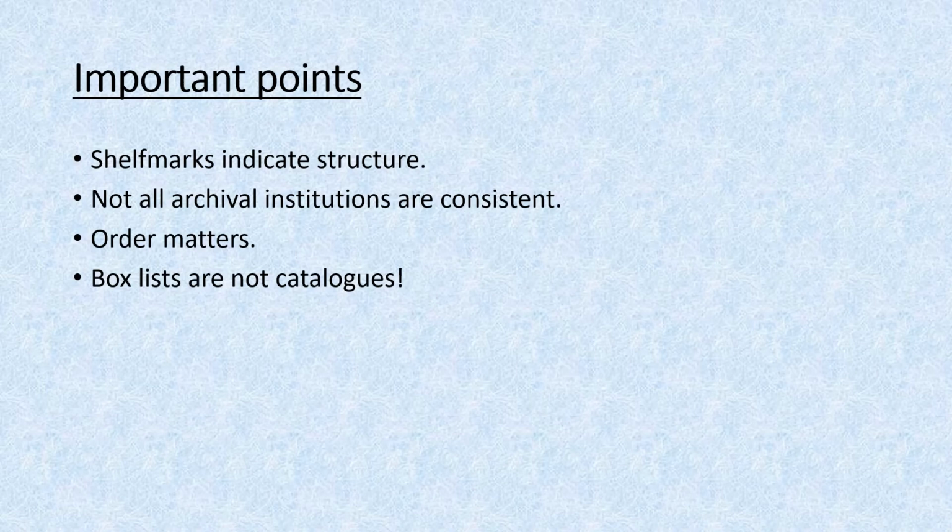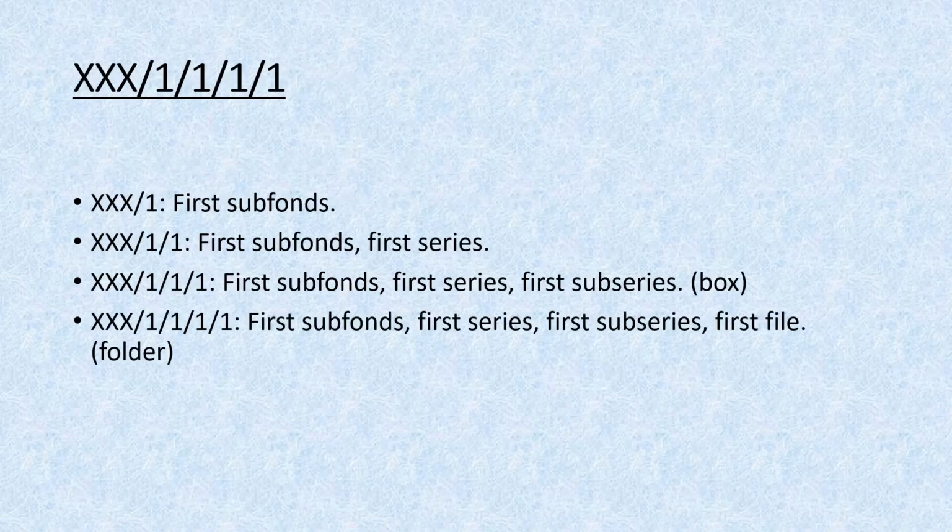And lastly, box lists are not catalogues. Box lists are very useful, and that's an essential part of the cataloguing process, but they tend not to have that sort of structure and the sort of detail that you'd be looking for in a properly catalogued collection.